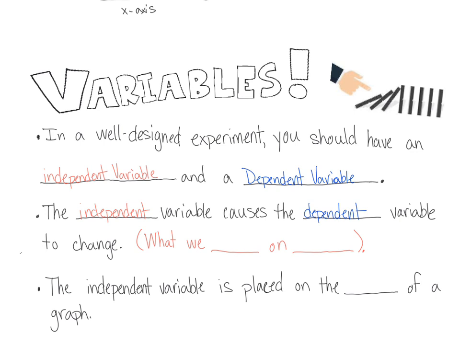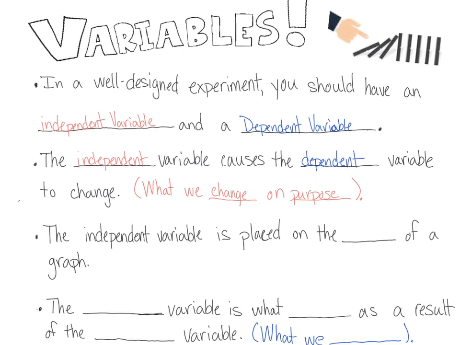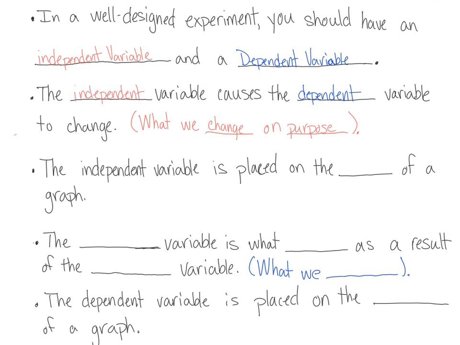A trick to help you identify this in an experiment is that the independent variable is what we, the experimenter, change on purpose. If you wanted to graph your data, which we'll do below, you would place the independent variable on the x-axis of a graph, and we're going to look at what that means more below. But just know that the independent variable is placed on the x-axis of a graph.